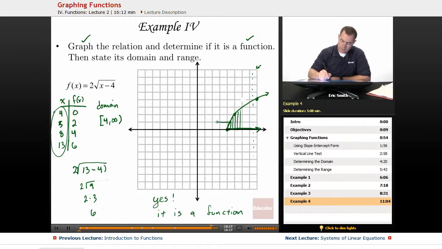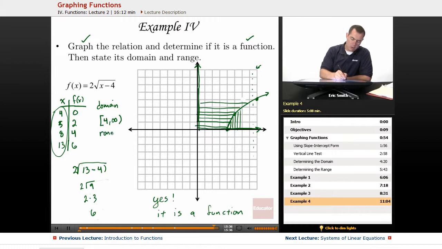If I take all of the same values and I start to trace them back to the y-axis, it'll shade in a lot of other values, but it looks like nothing less than 0. So we'd shade in all of that. And now we have our range from 0 up to infinity.